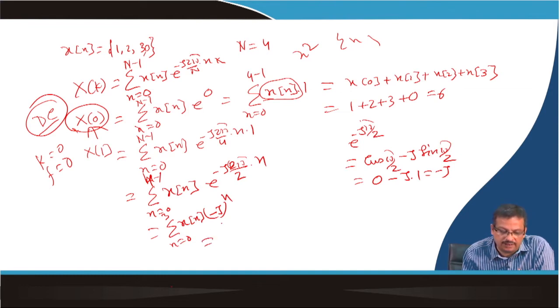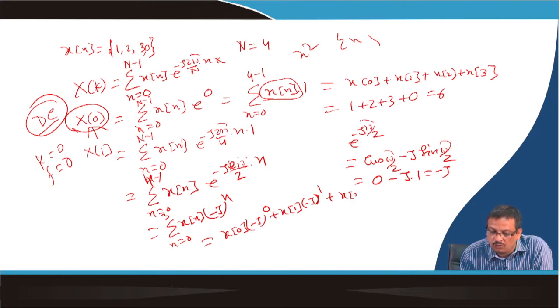So I can say it is nothing but x[0] times minus j to the power 0, plus x[1] times minus j to the power 1, plus x[2] times minus j to the power 2, plus x[3] times minus j to the power 3.